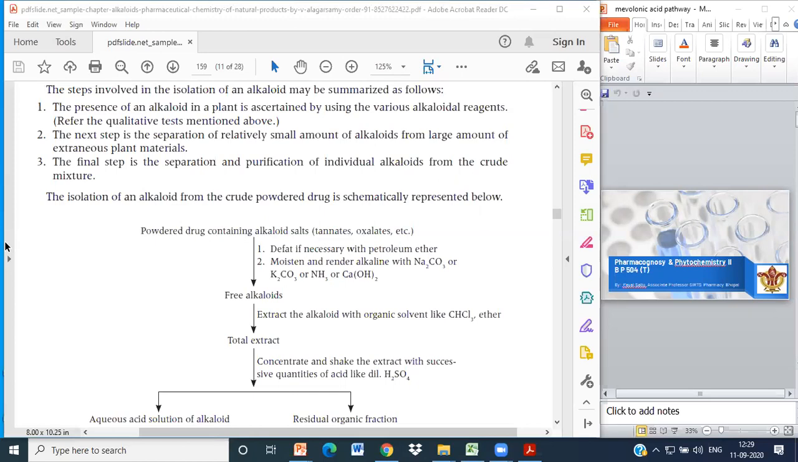Extract the alkaloid with an organic solvent like chloroform or ether. Now you have to treat the extract. In the very first step, you have discarded the drug.